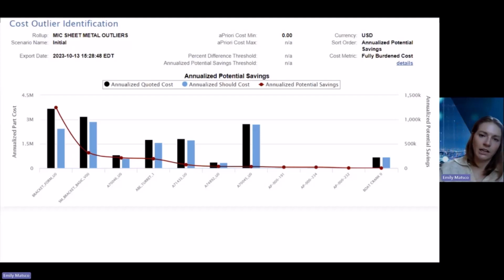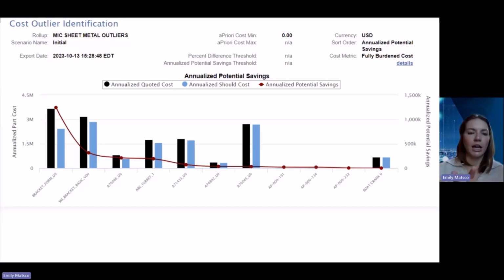You go into AP Analytics and all you have to do is run your cost outlier identification on this set of parts. What you're doing there is really just comparing the quoted cost to the should cost and the delta between it. So the prerequisites for the parts costed in aPriori that you then run this report on: it does have to have a quoted cost already in there, saved under the quoted total cost section in aPriori. And of course, we need successful should costing as well.